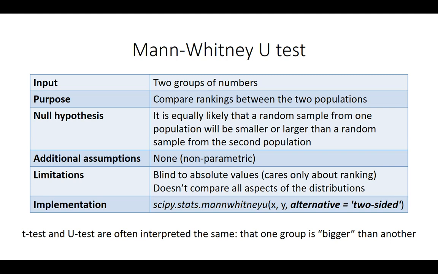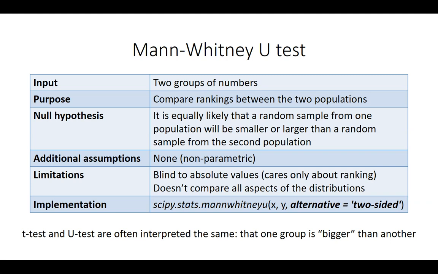Yeah, but it has limitations. The virtue that we spoke about, that it's non-parametric, can be an obstacle in some cases. In the end, it is blind to the absolute values. It cares only about ranking, which in many cases is something that we want. In some cases, it's something we don't want, and we need to make our own judgments of whether it's something we're interested in.